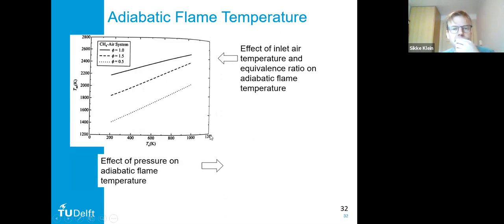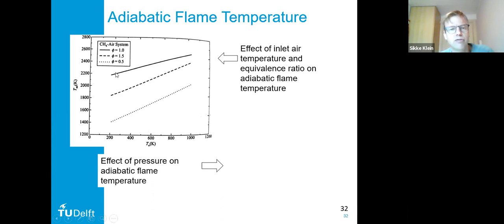Does the heating value include energy needed to vaporize the fuel? Normally not. That's the question: does the heating value include energy needed to vaporize the fuel? Normally it's only the chemical energy. It can be included, but normally not. So if you look at the adiabatic flame temperature, we just saw that with the increasing inlet temperature, you also see an increase in adiabatic flame temperature.